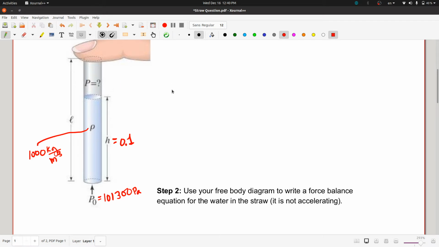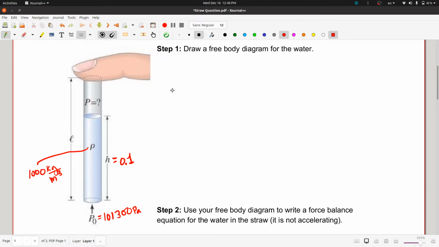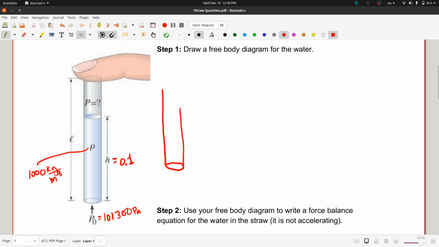So we begin by making a free body diagram to account for the forces on this column of fluid. Here's the column of fluid. Not exactly a free body diagram. I've drawn a bit more detail here than I need to, but I know pushing up on the fluid, let's actually stick with a dot. Pushing up on the fluid, so from below, is the pressure, P0, times the area of the straw, A.